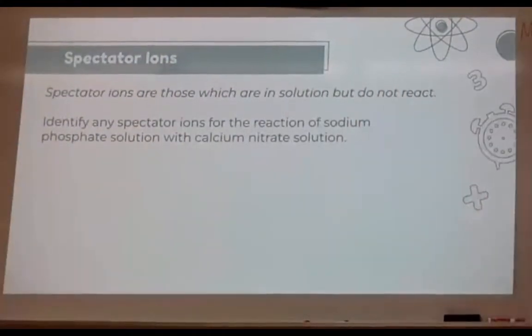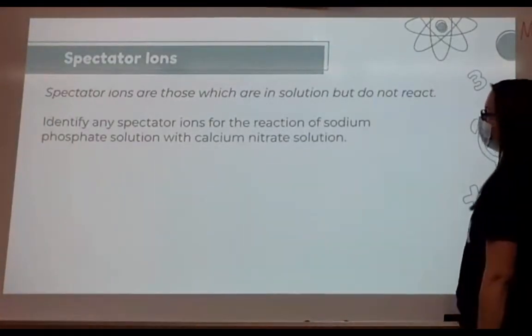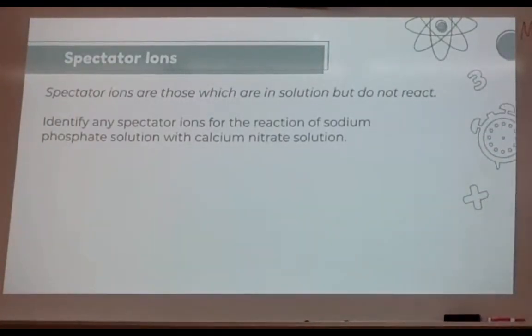So now we're going to get into an example. And this deals with spectator ions. So remember that spectator ions are those that are in solution but do not react. So they just stay in solution and they watch the reaction occur. And so this is: identify any spectator ions for the reaction of sodium phosphate solution with calcium nitrate solution.